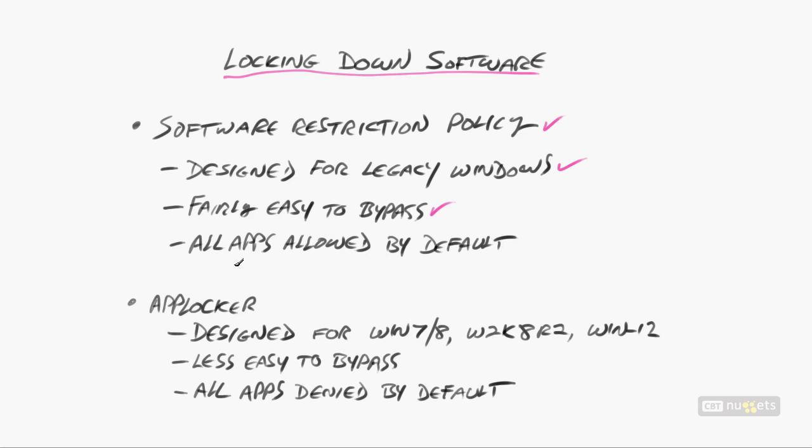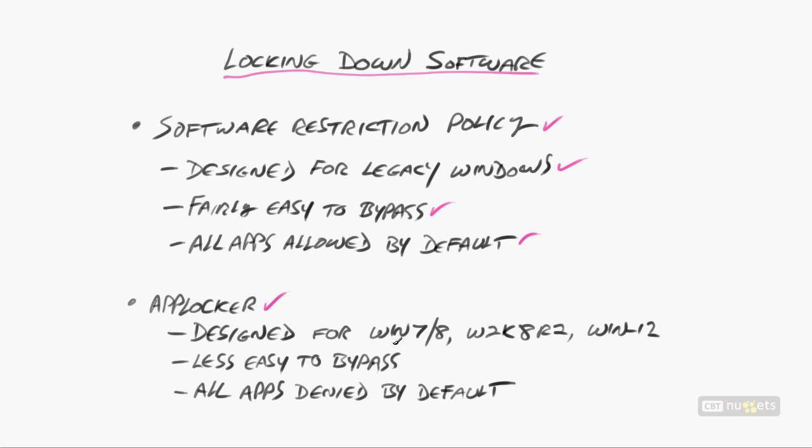Also, by default, when you enable software restriction policies, all apps are allowed by default, and then when you make specific configurations, you add in individual apps that you don't want people to run. Okay, so that's how it's going to be with a software restriction policy, but AppLocker takes a different perspective.